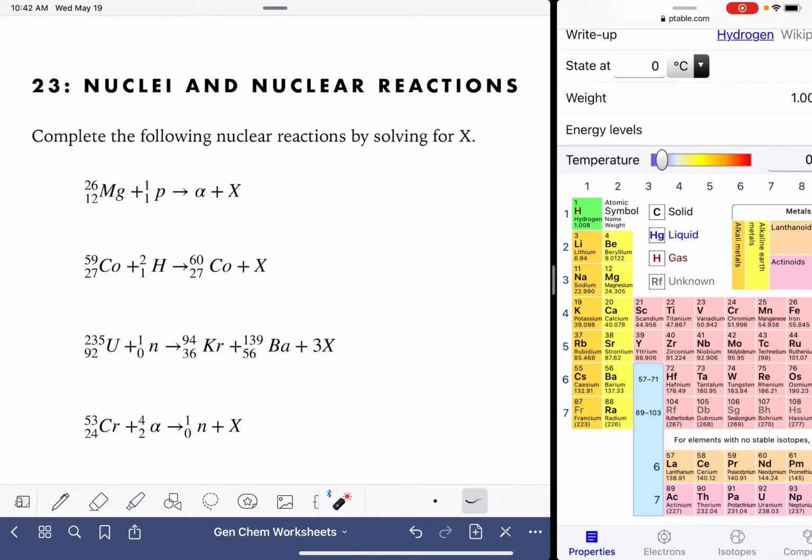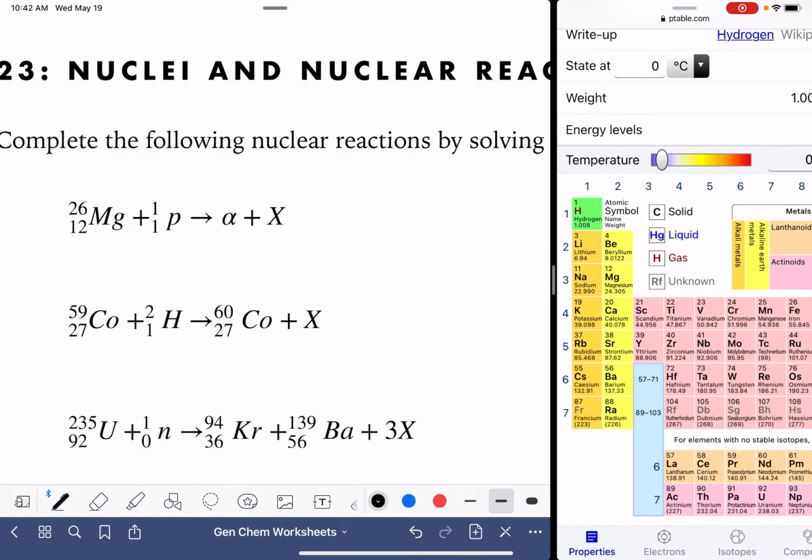Nuclear reactions are not balanced by the particle, by the atom. They are instead balanced by mass number and also by atomic number. So in order to balance these equations, we want to make sure that the mass number is the same on the left-hand side as it is on the right-hand side. On our left-hand side, we have a total mass of 27. 26 plus 1 is 27. So that means on the right-hand side, we need to have a total mass of 27 as well.